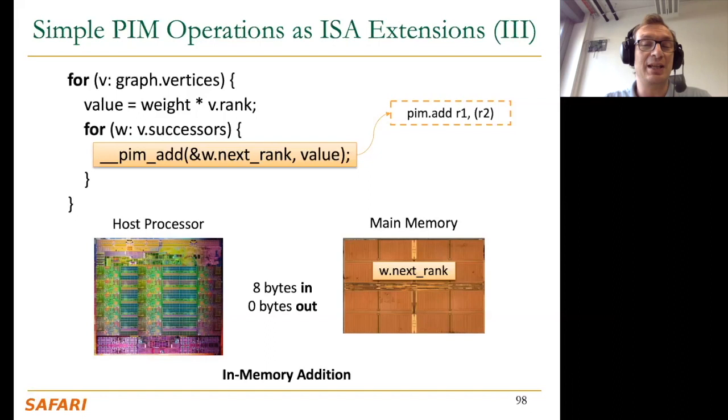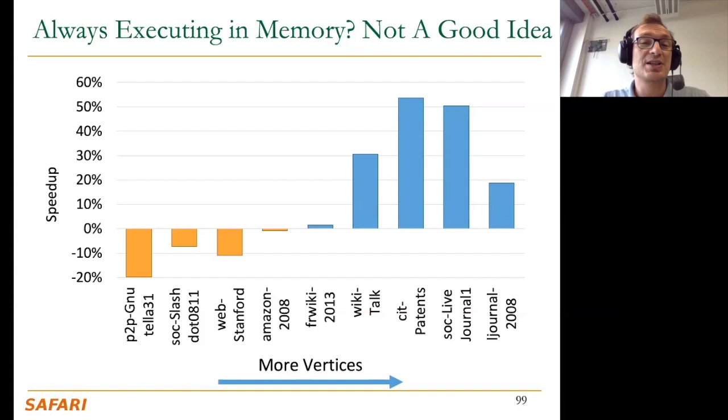But of course, this is not a good idea. We always said that it's not a good idea to do something always in one place, right? There are always trade-offs associated with it. Even row cloning is not a good idea to do always in memory. But this is also not a good idea to always do in memory. Basically, assume that we've figured out a bunch of instructions. The question is, do we always execute those instructions in memory or in the processor?